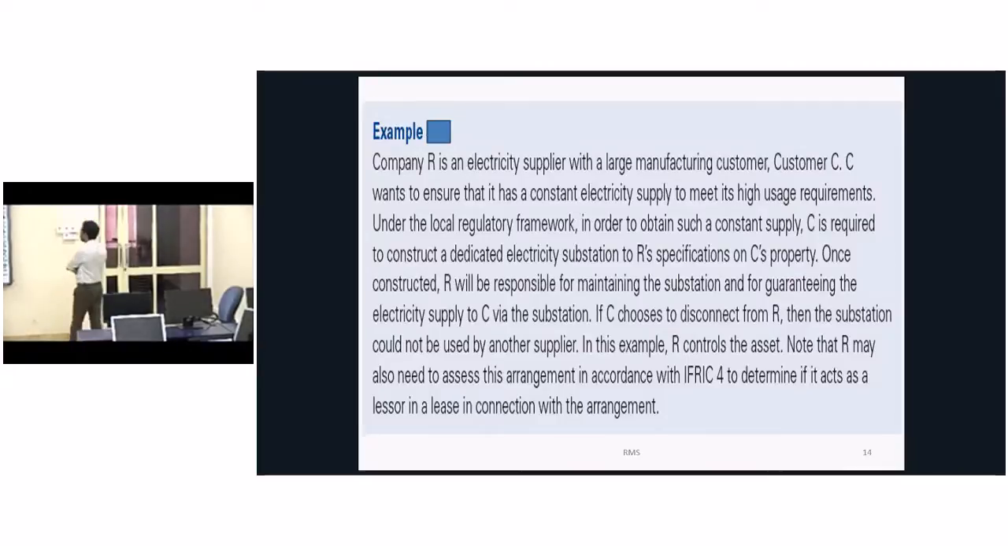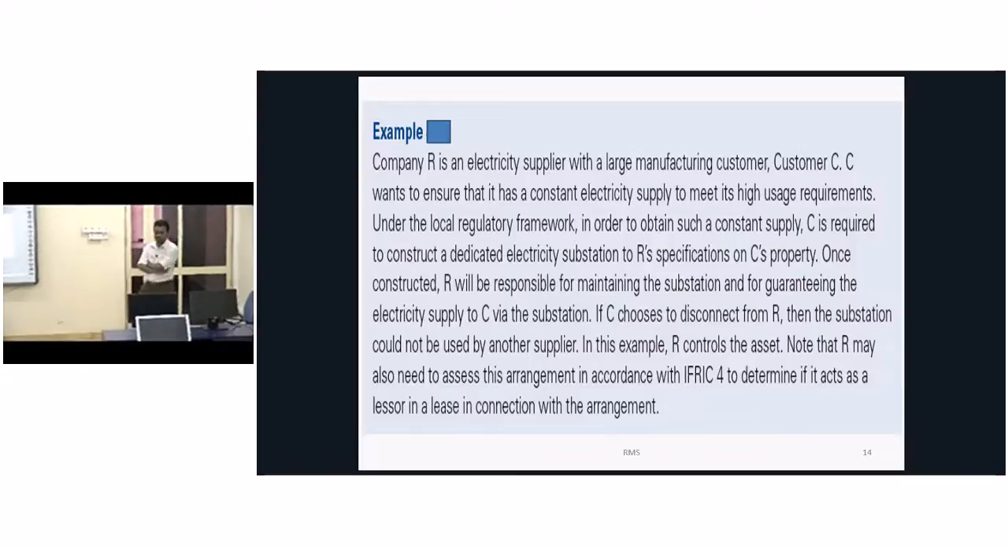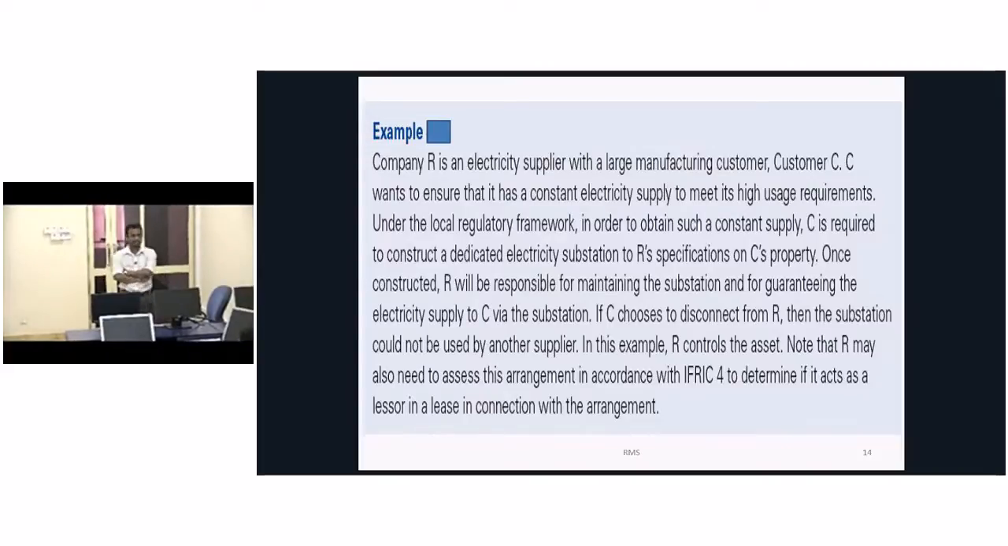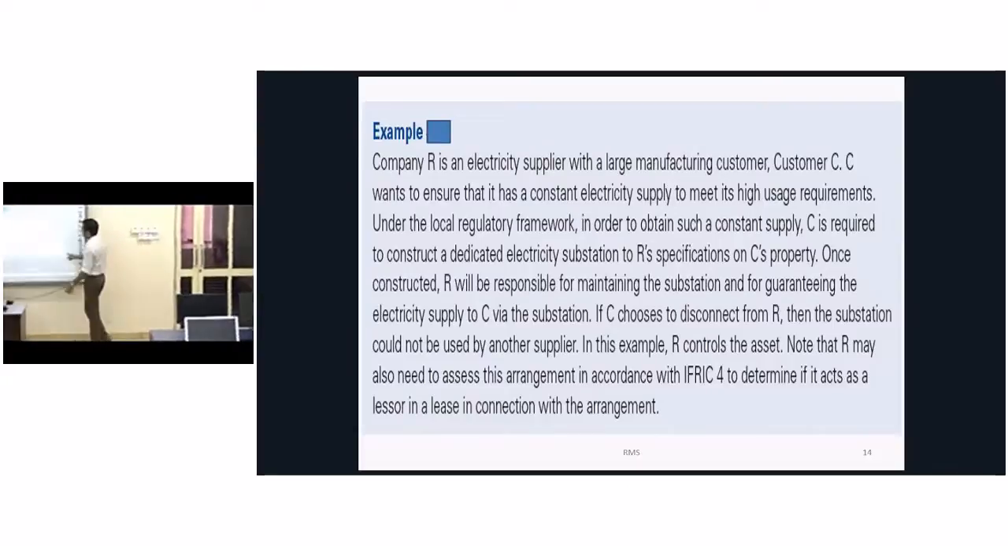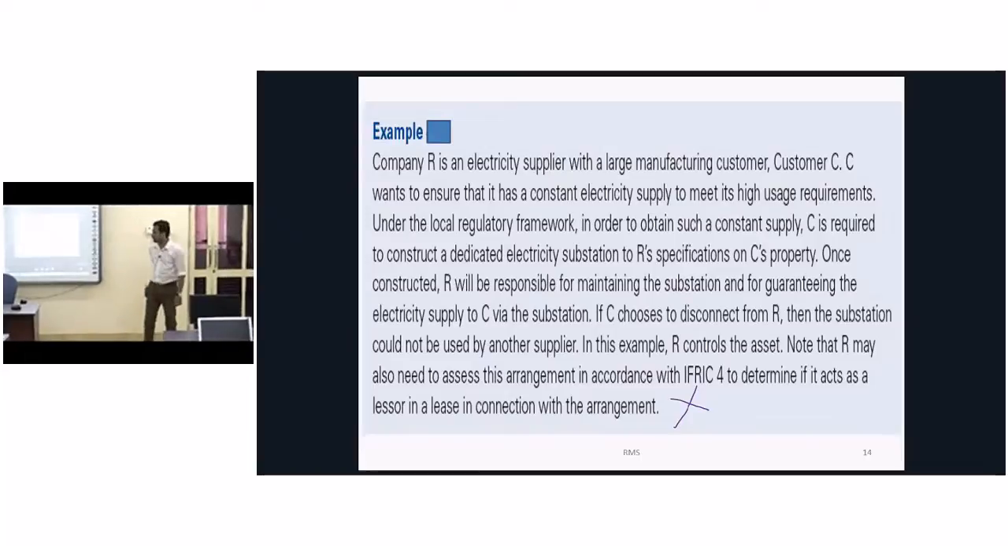If C chooses to disconnect from R, then the substation could not be used by other suppliers. In Sri Lanka there are two, right? The electricity board and a private company, it is divided into pieces. In this example, R controls the asset. Note that R may also need to assess its agreements in accordance with IFRIC number 4. What is IFRIC number 4? We have not learned it. IFRIC 4 relates to whether an agreement contains a lease. We have not done that yet, we will do it later. It applies if it acts as lessor. We will keep it for a while. So we have not done IFRIC number 4. It's about the transfer of an asset and whether the agreement contains a lease.